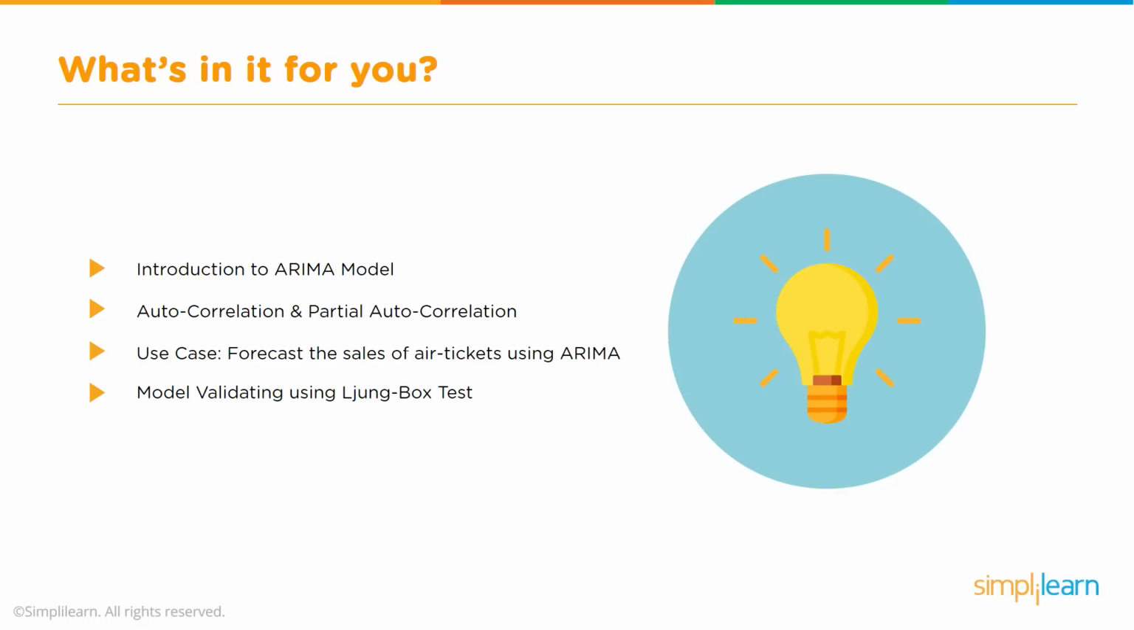So in this section, what are we going to do? We are going to use the ARIMA model. There are different models and algorithms for performing time series forecasts. So we will use ARIMA, which is the most common one. And we will also talk about what is autocorrelation and partial autocorrelation. And we will see that in RStudio as well. And then we will take you through a use case where we will forecast the air ticket sales for the future. And then we will end with the model validation using the Ljung-Box test. Okay, so with that, let's get started.